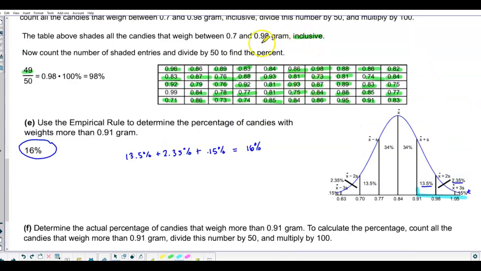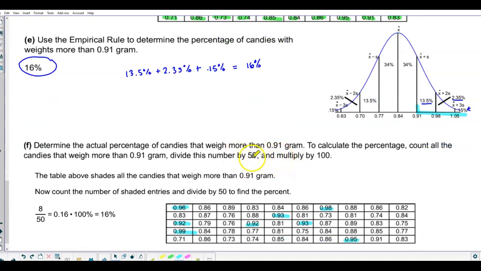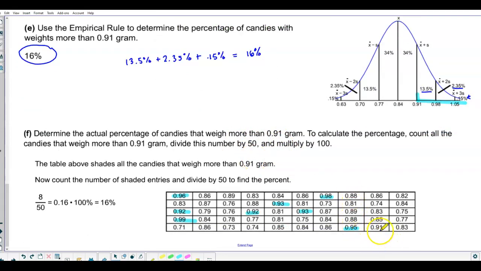Inclusive means that in part D, we had to include 0.7 and 0.98. Since it doesn't say inclusive, we're not going to include the value of 0.91. So the only numbers that we have above 0.91 is 8. And we're going to divide that by 50, which gives us a decimal of 0.16, and multiplying that by 100% gives us 16%.